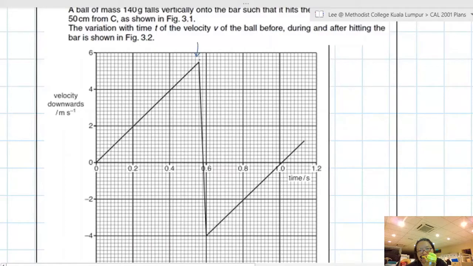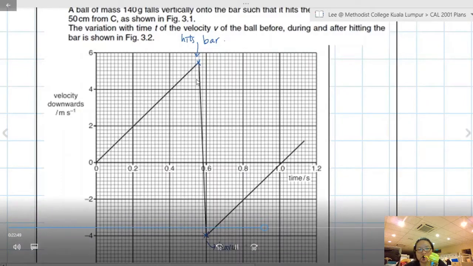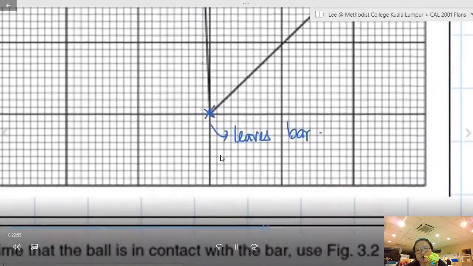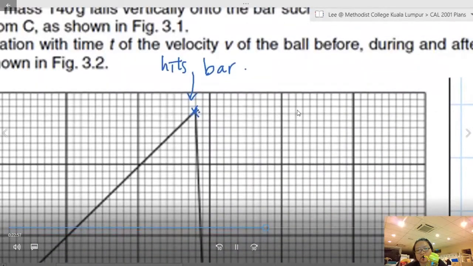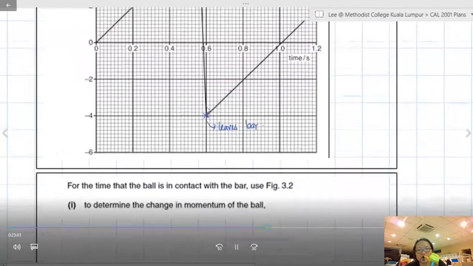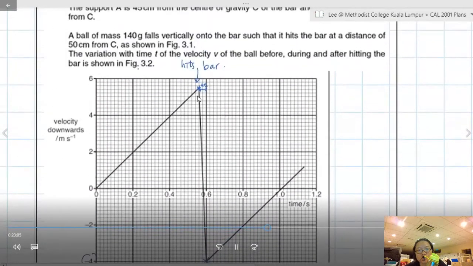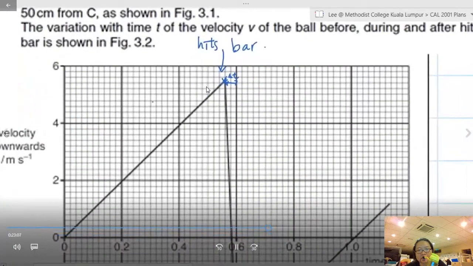So here is the point where the ball hits the bar. How do I know? Because it slows down very quickly. You can see this part of slow down in one small box, and then down there is where it leaves the bar. How do I know? Because again, the graph shifts. So this is about 2 boxes. This is your contact time.